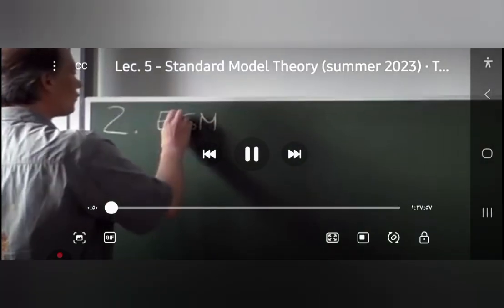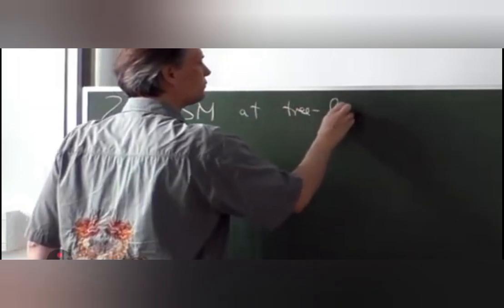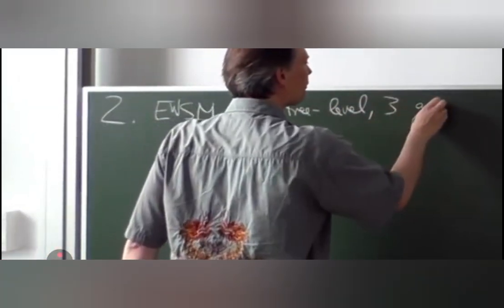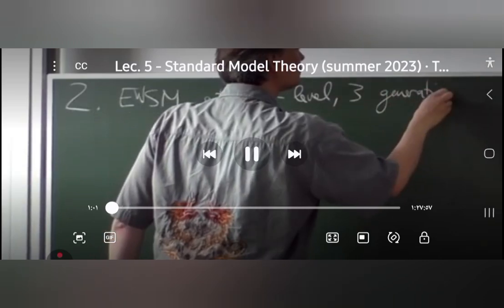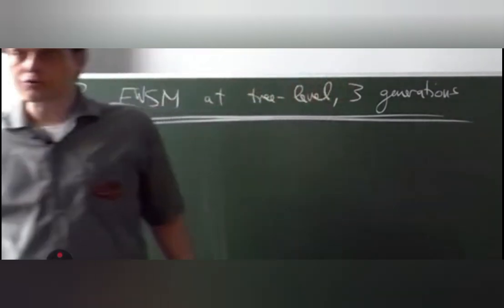Now we come to the second section, which is the electroweak standard model at tree level, but considering 3 generations. Three generations of quarks and leptons.